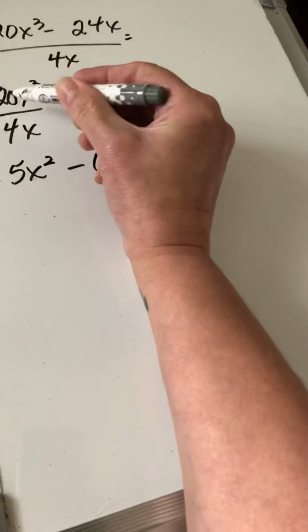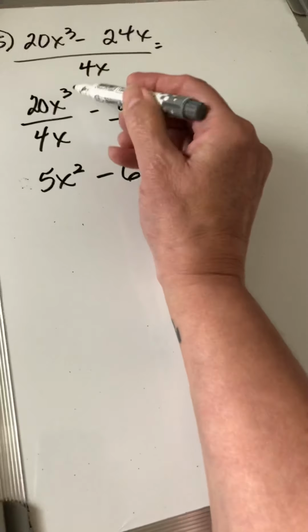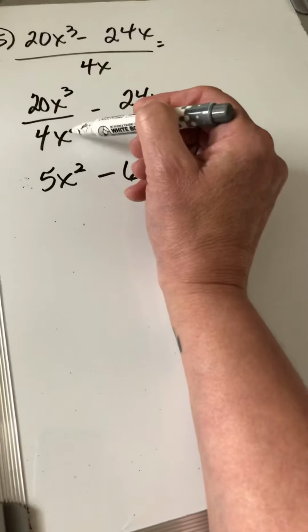Here's all I did. 20 divided by 4 is 5. I've got 3 x's here and 1 x here. That leaves me with a couple of x's. And then 24x divided by 4x is 6. We're done.